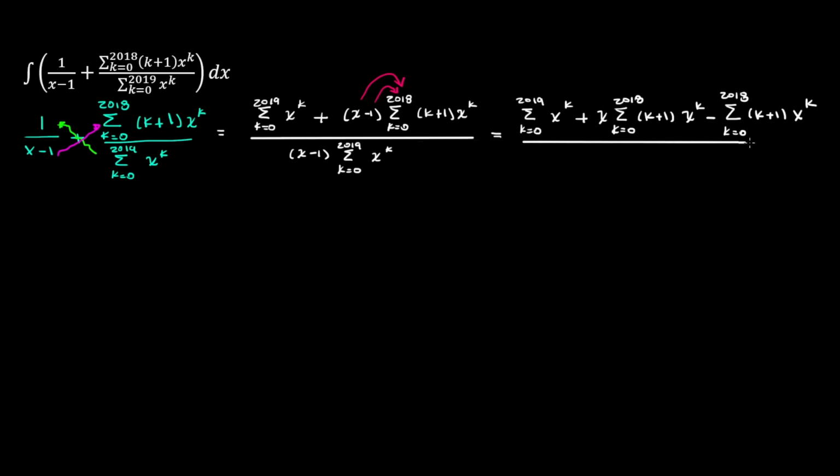And then it goes over a fraction, and on the bottom we can distribute. So distribute x and distribute negative 1. So we have x times summation from k equals 0 to 2019 of x to the k minus summation from k equals 0 to 2019 of x to the k.